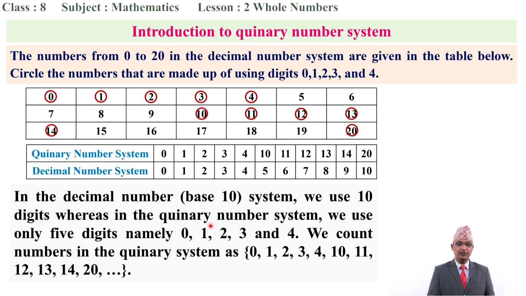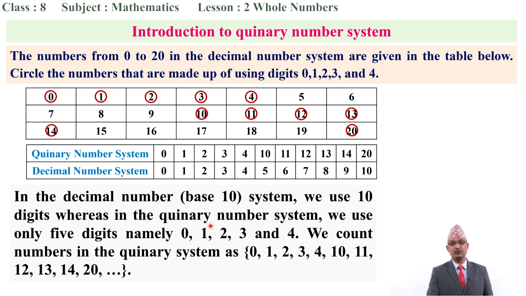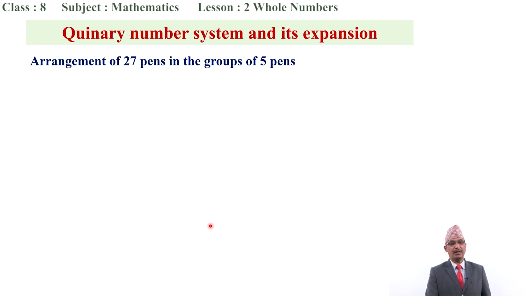Now we are going to discuss the quinary number system and its expansion. You studied that in the decimal number system we expand it by arranging in groups of 10, 10, 10. We arrange it in powers of 10. Similarly, in the binary number system, we arrange in groups of 2 and in powers of 2. Similarly, in the quinary number system, we have to arrange it in groups of 5.